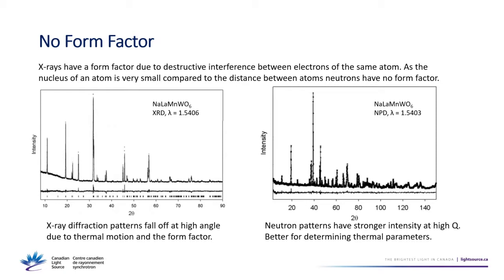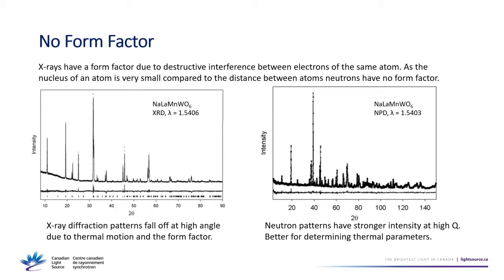With neutrons, you don't have that. There's no form factor, so they keep intensity higher. You can see by this pattern, by about 80 or 90, it's essentially completely flat. With neutrons going all the way up to 160, you still have peaks with significant intensity. With neutrons, the peaks still drop off because you still have the thermal motion, which causes a drop as you go up to higher Q. But you don't have the form factor in addition to it, so it falls off more slowly.